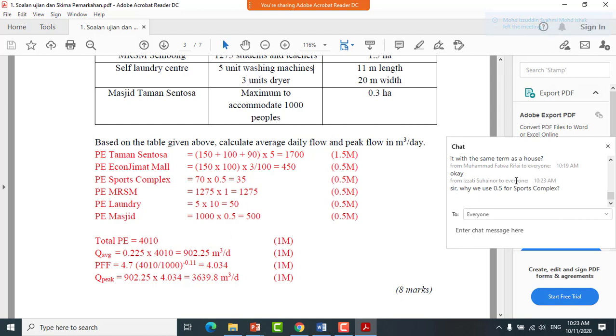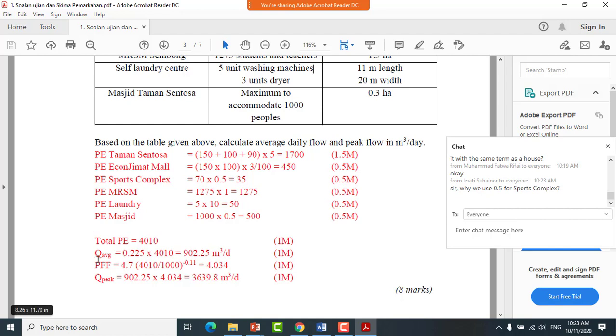Why do we use 0.5 for the sports complex? Go back to the table. You already posted the photo of the table on the WhatsApp, so go back to the table. You will find something related to the sports complex, and the PE is 0.5 per person.